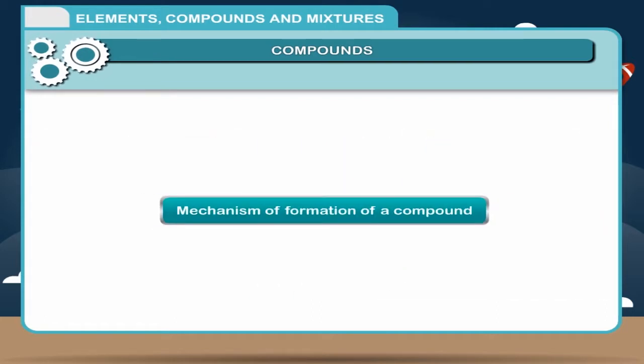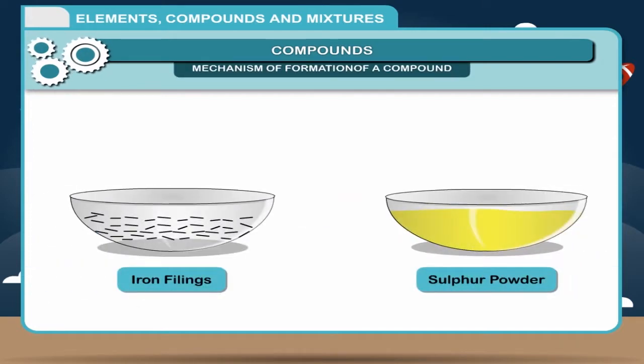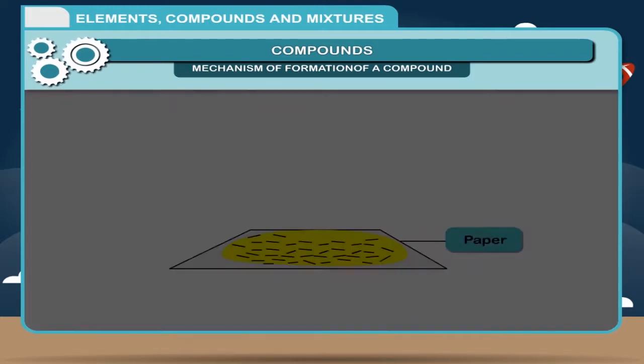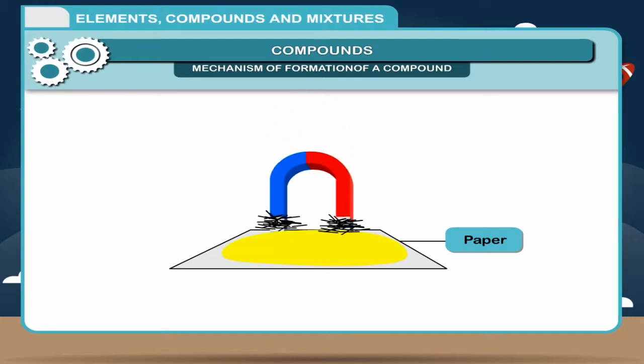Mechanism of formation of a compound. Let us take some iron filings and sulfur in 1:1 ratio and spread them over a paper. Now bring a magnet near this and see that iron filings start sticking to the magnet. Sulfur is seen as a yellow substance.